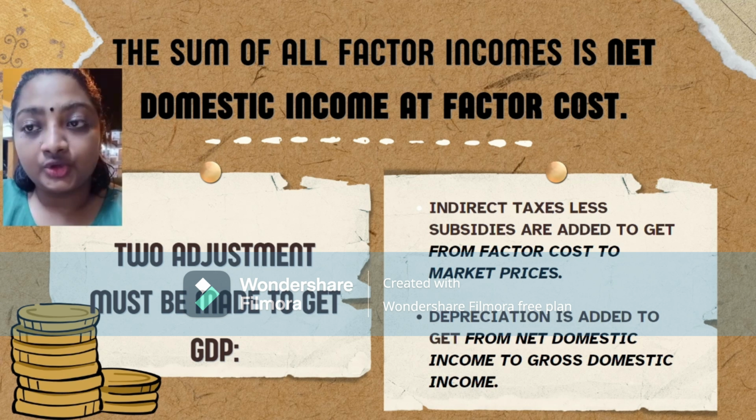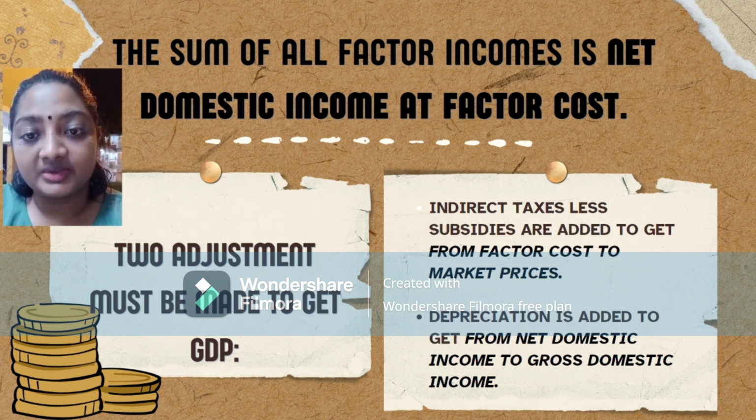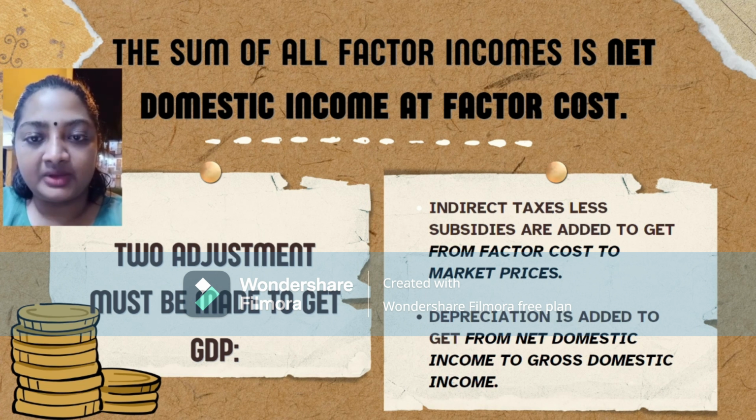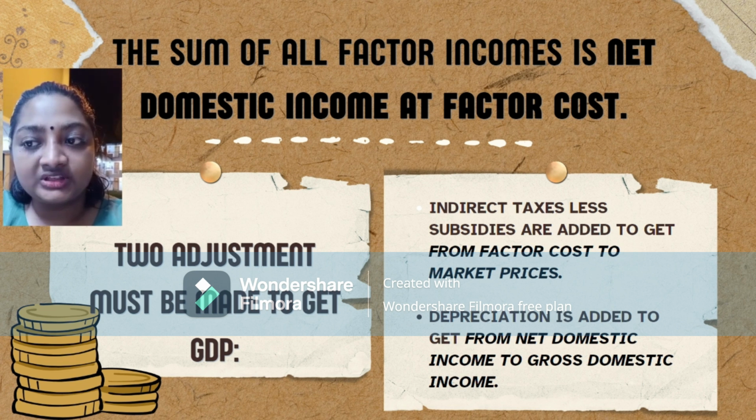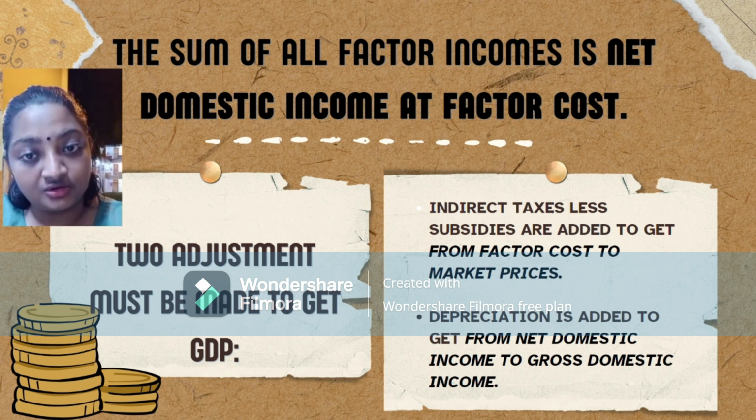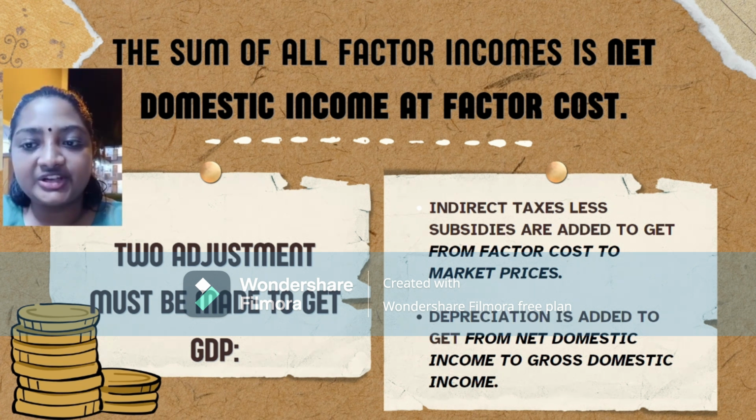Next, continuing, the sum of all factor incomes is net domestic income at factor cost. There are 2 adjustments that we need to make to get the GDP. The first adjustment is that indirect taxes less subsidies are added to get from factor cost to market price. The second adjustment is that depreciation is added to get from net domestic income to gross domestic income.